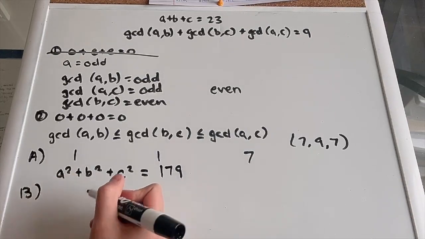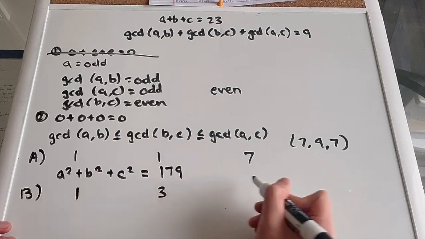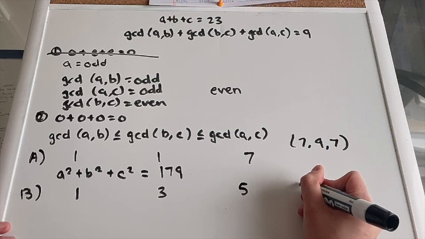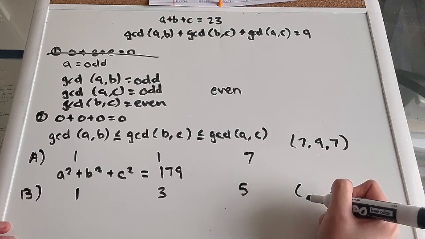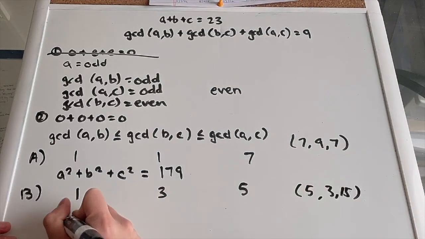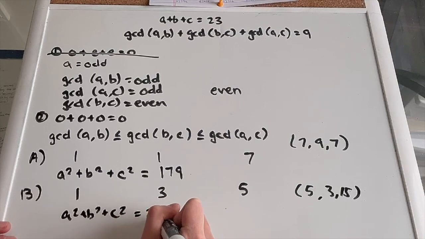Possibility B would be that the greatest common divisor of A and B is 1, and then it's 3 and 5. Doing the same steps for this, we can see that the only solution to this would be 5, 3, and 15. So A squared plus B squared plus C squared would equal 259.